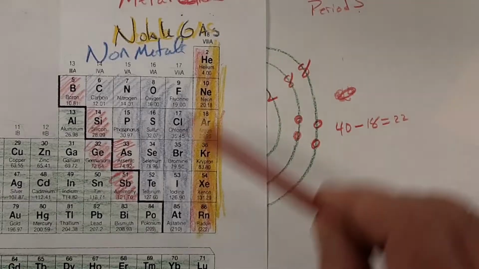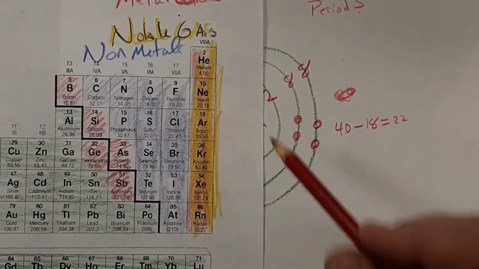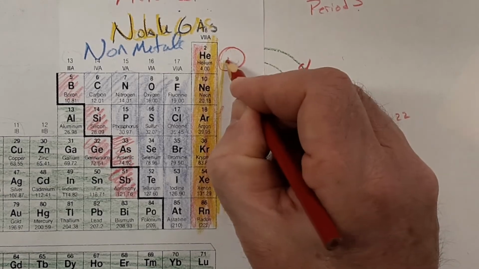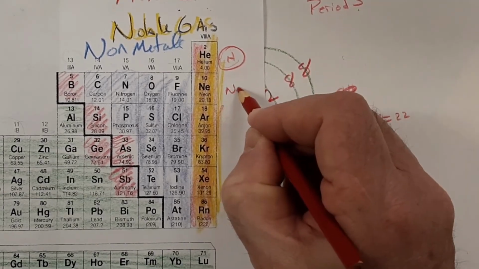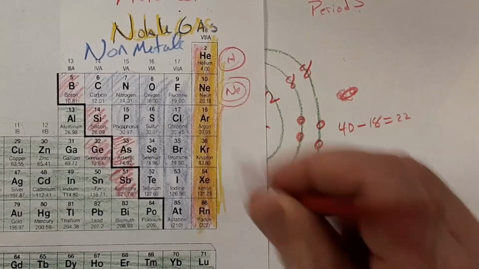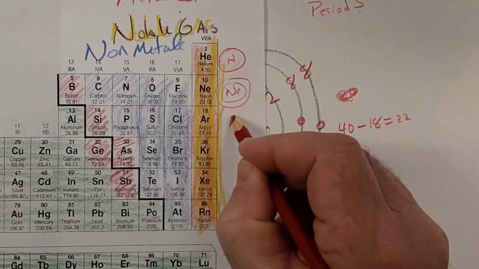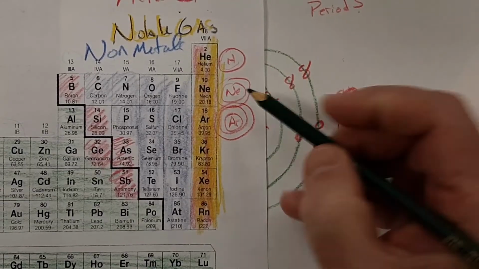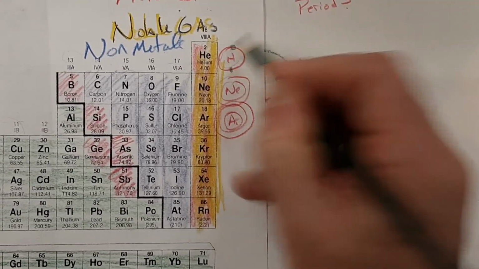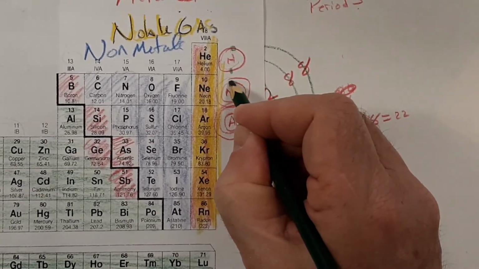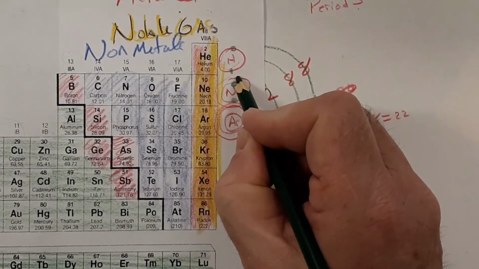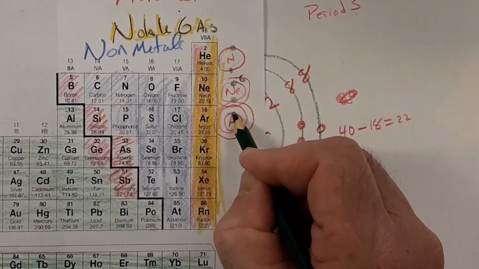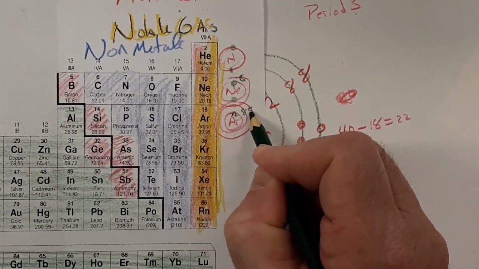So it means we have to have another orbit or another energy level. So helium only has 1 energy level. Neon has 2, and they're both full. Argon has 3. We're getting a little crowded there. So helium fills up right there. Neon, the first layer is full, and then there's 8 on the next layer. That one's full. Argon, this one's full, this one's full, this one's full.